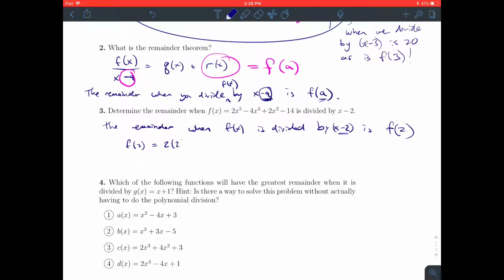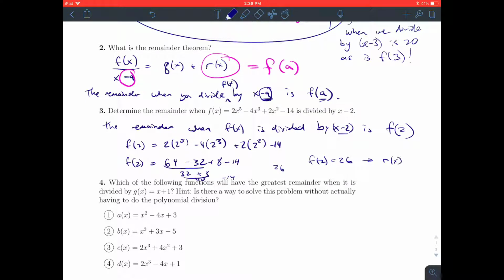So we get 2 times 2 to the 5th minus 4 times 2 cubed plus 2 times 2 squared minus 14. You can punch this all in a calculator, but I don't have a calculator, so 2 times 2 to the 5th, that's 64. This is 32 in total. This is 8. This is negative 14. So 64 minus 32 is 32, plus 8 is 40, minus 14 is 26. So because f of 2 equals 26, it implies that the remainder is 26 as well. That's just the remainder theorem.